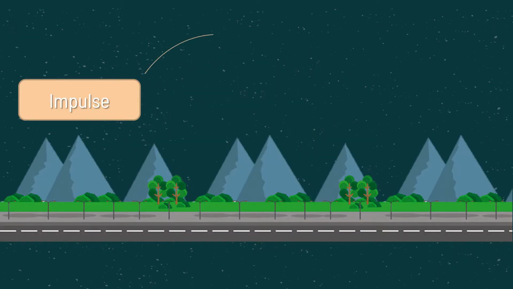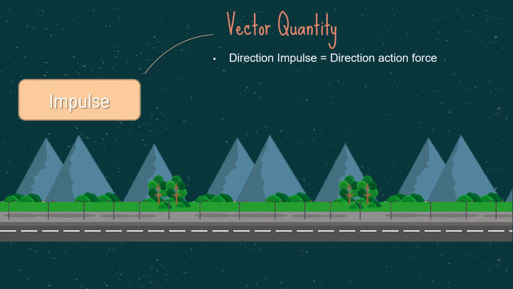Impulse is a vector quantity where the direction of impulse is in the same direction of the action force. If force move to the left, impulse move to the left. If force move to the right, impulse also move to the right.